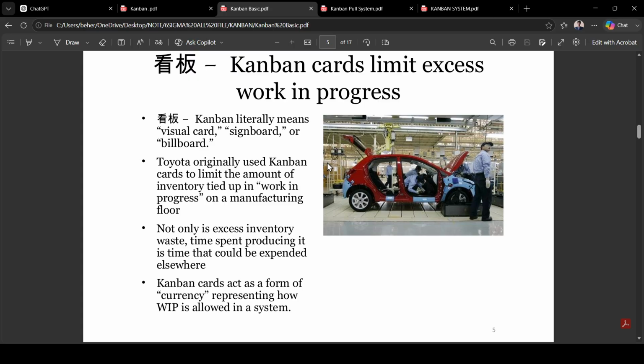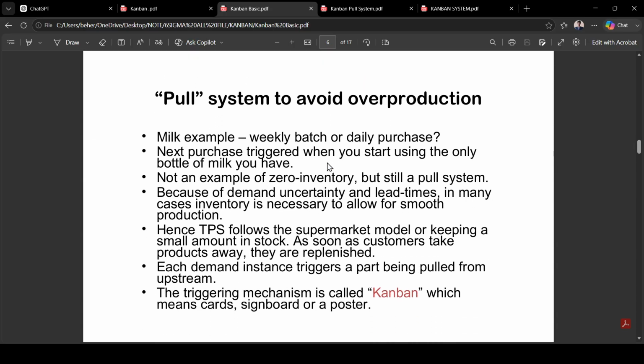Toyota originally used Kanban cards to limit the amount of inventory and work in progress on a manufacturing floor. Not only is excess inventory waste, but the time spent producing it could be expended elsewhere. A Kanban card acts as a form of currency representing how much is allowed in the system, to avoid overproduction. Milk example: weekly batch or daily purchase.